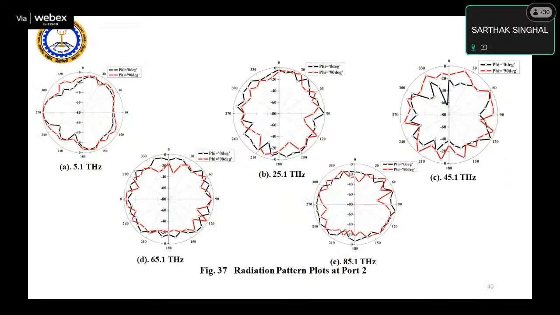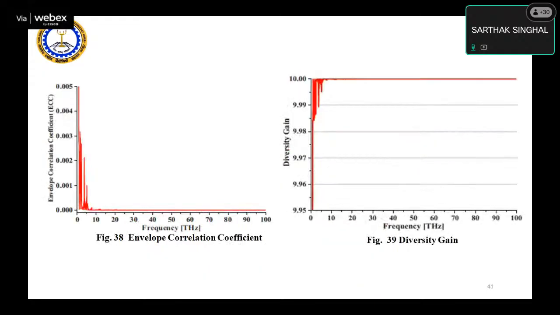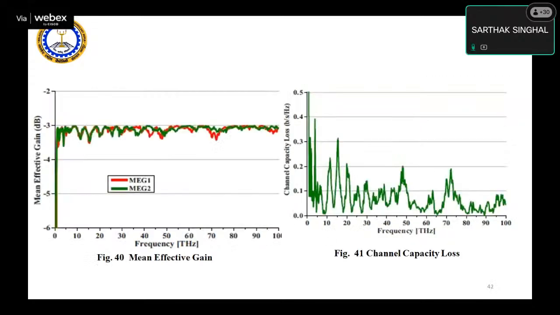Then the radiation patterns were discussed, in which distorted omnidirectional radiation patterns were achieved at 25, 45, 65, and 85 terahertz in comparison to a slightly directional pattern at 5 terahertz. Then the ECC and diversity gain performance was discussed, which is in the acceptable limits. Then MEG and channel capacity loss.